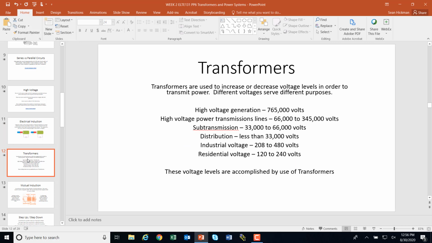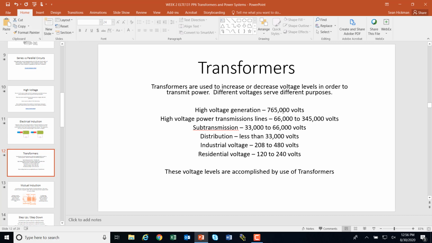Transformers. Transformers are used to increase or decrease voltage levels in order to transmit power. There's a lot of different voltage levels out there, and depending on what you're plugging into or what you're doing, you may need a certain voltage level. You get those voltage levels with transformers. With high voltage generation or transmission, you may be talking 765,000 volts, I guess, or higher. Electricity is generated and transmitted at the highest levels of very high voltage, and that's what that video showed with the power lines.